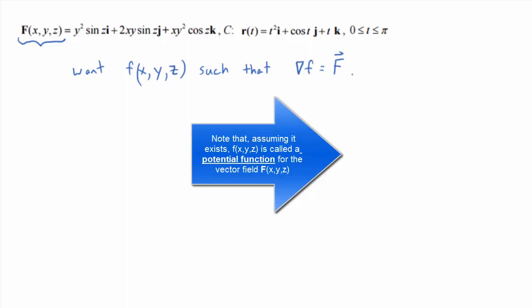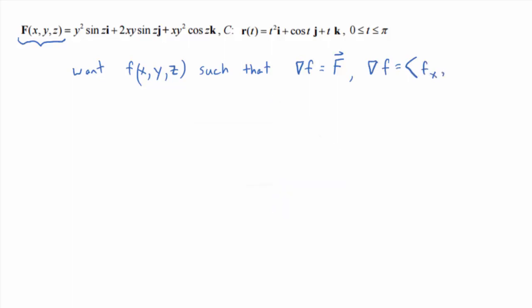But remember, del little f has components f sub x, f sub y, f sub z. That's the definition of the gradient. Remember that? So what does that mean? That means that if this little f exists, it doesn't always exist, but if it does, then y squared sine z is the partial of little f with respect to x. That means that the j component is f sub y, and the k component is f sub z.